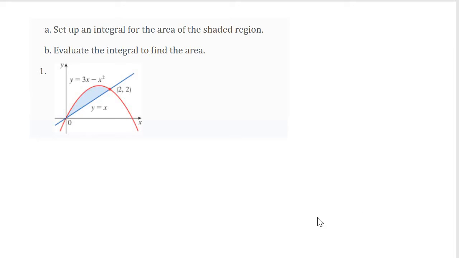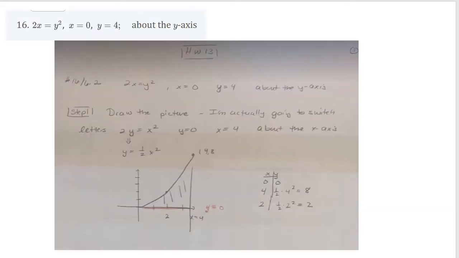Okay, this is this problem. I'm not going to do the area between curves unless you want me to. So in this problem, you have a set of things here that you want to draw, and you want to rotate that about the y-axis. Well, I'm not happy with 2x equals y squared.